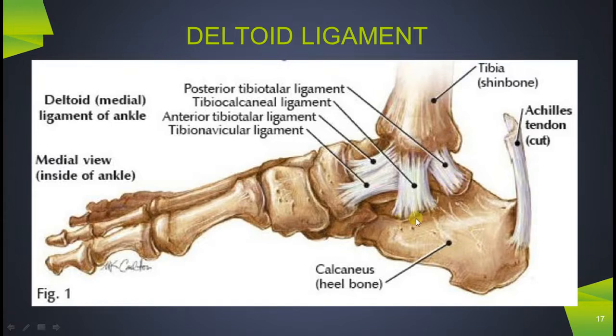This is the sustentaculum tali in the calcaneum. This is attached to the talus. The anterior deep part of the fibers is called the tibionavicular fibers. You are able to see here the deep part of the deltoid ligament, which goes from the medial malleolus to the navicular bone. So that is about the deltoid ligament.